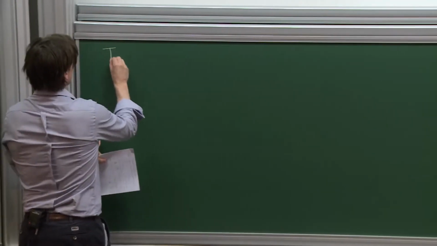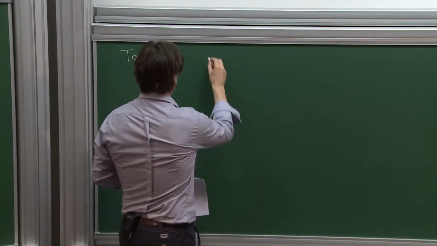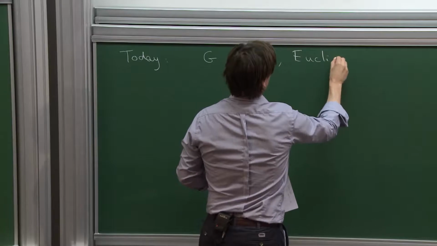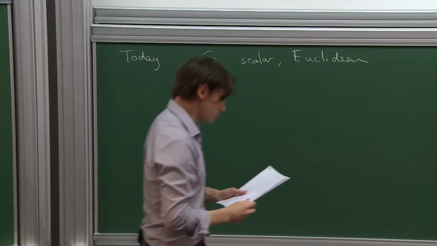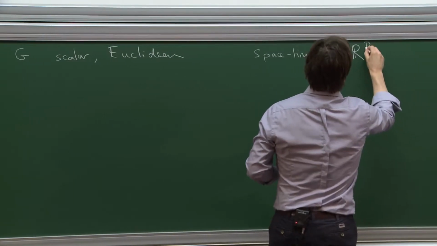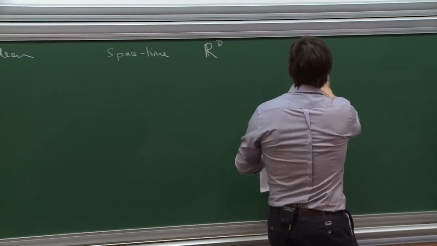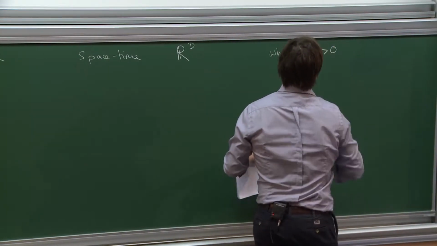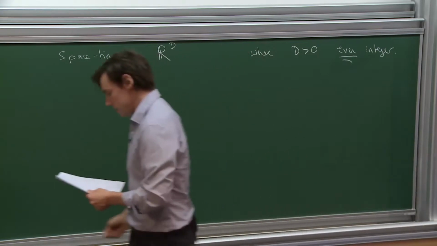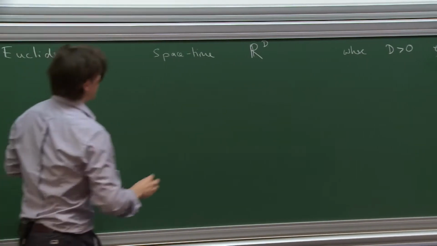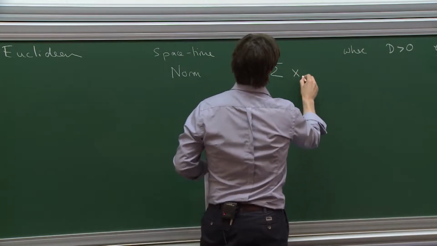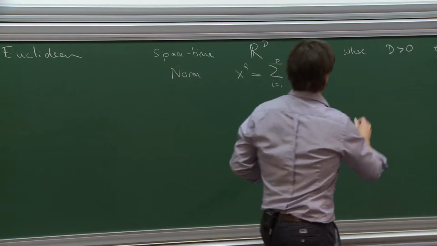Okay, so today, to make some simplifications, I'll work in a scalar field theory, and I'm going to work in Euclidean as opposed to Minkowski spacetime. So spacetime will be R^d, where the dimension d is a positive even integer. So it's important that it's even. And so we'll work with a Euclidean norm, so x squared is the sum of the squares of its components.